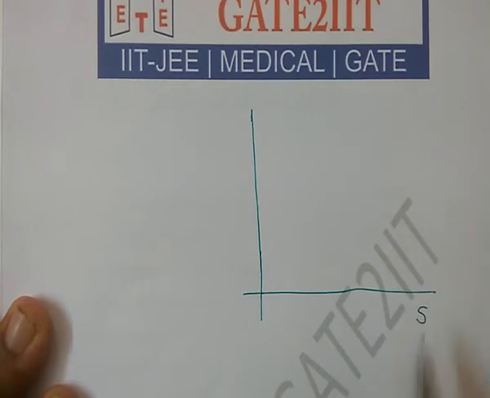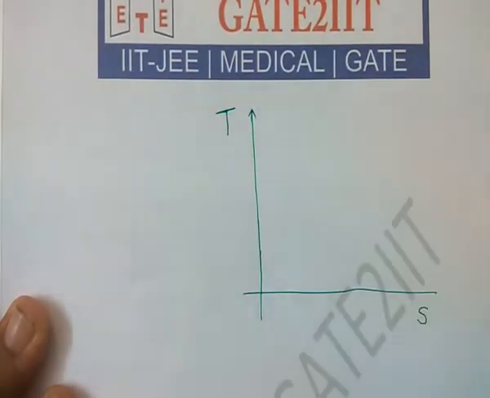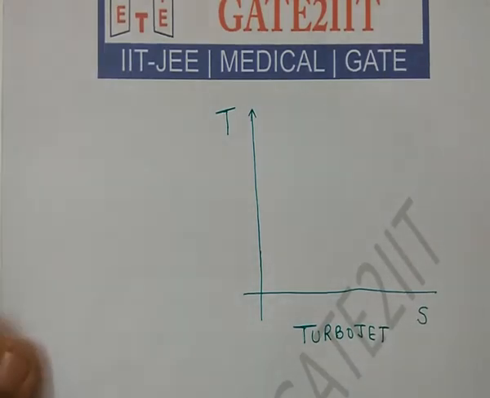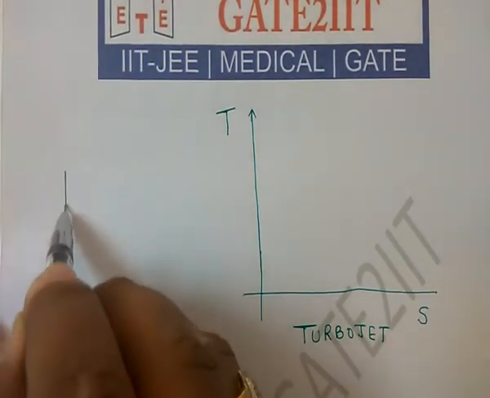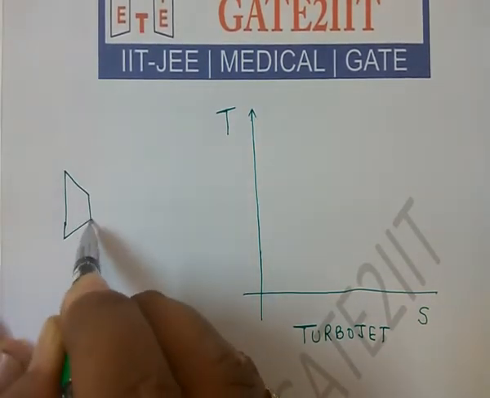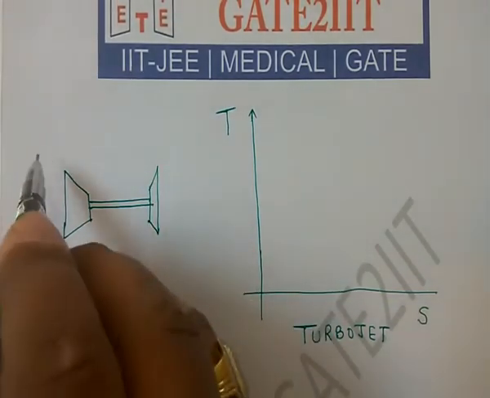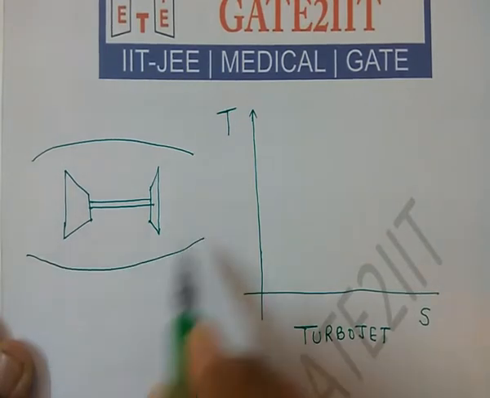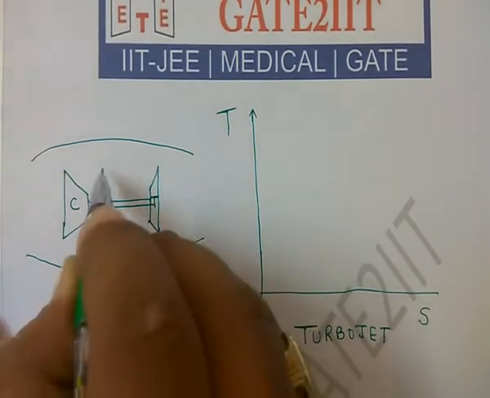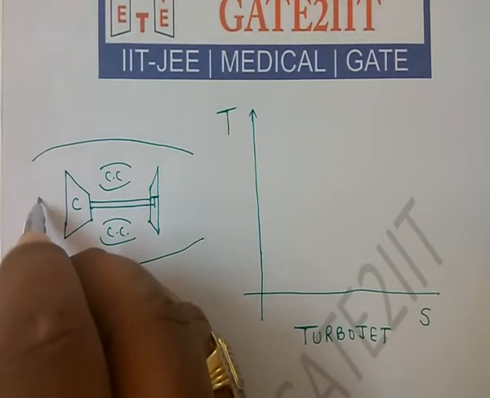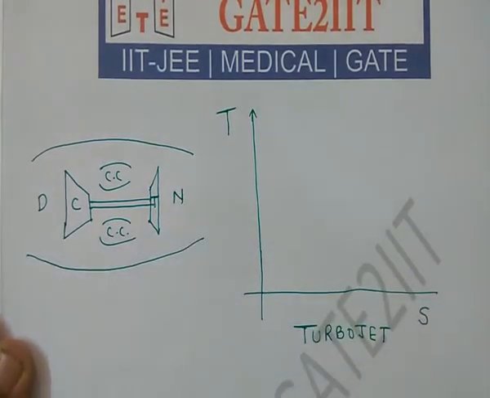I'm trying to draw the TS plot for a basic turbojet engine. On this side I am just drawing the schematic diagram. So we have a compressor which is connected through a shaft to a turbine, and then you have the outside cowling. So this is the compressor, this is the turbine, this is the combustion chamber, this is the diffuser, this is the nozzle.